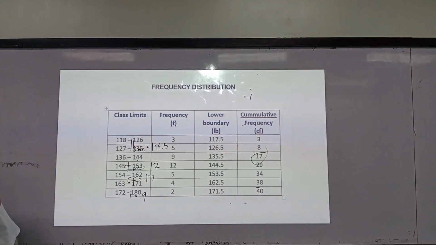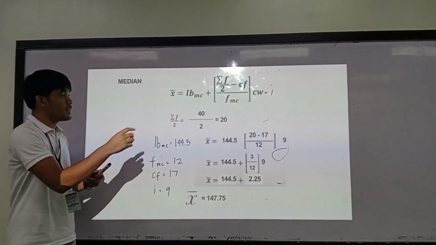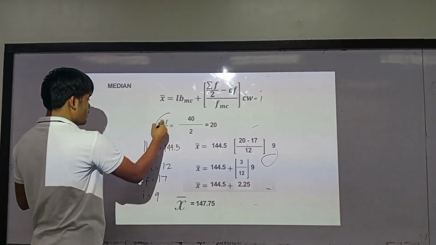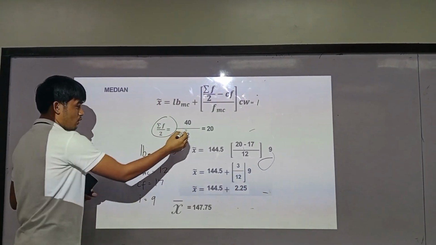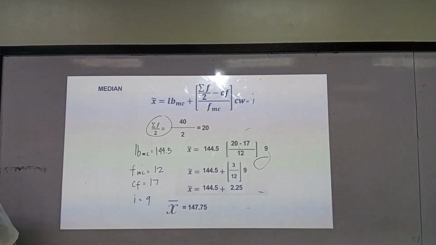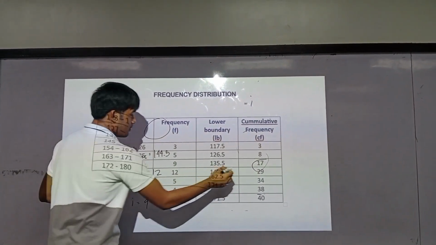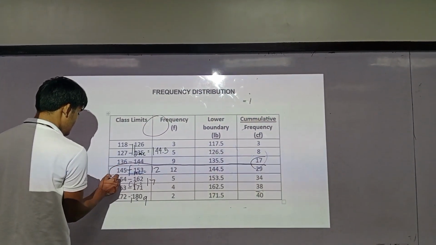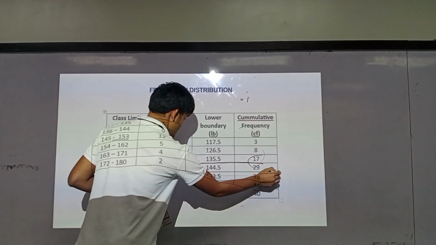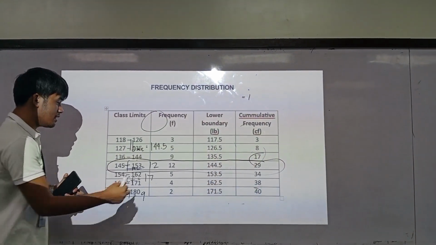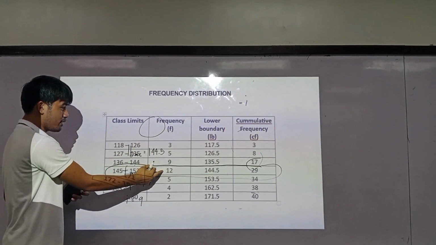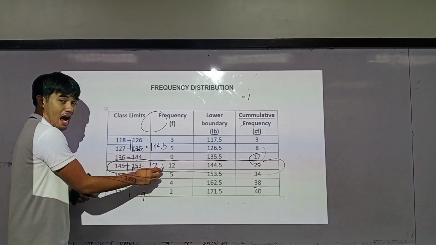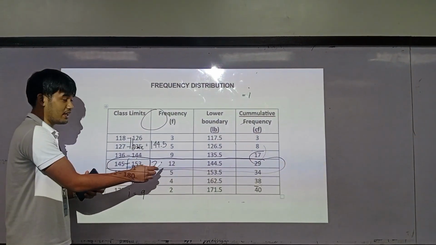And then, as what you have seen here, our summation of f over 2 is equal to 20. So it will end up here. So this is where our median class is. And also, you can observe that it is the most frequent in the data. So this is our basis in our data.